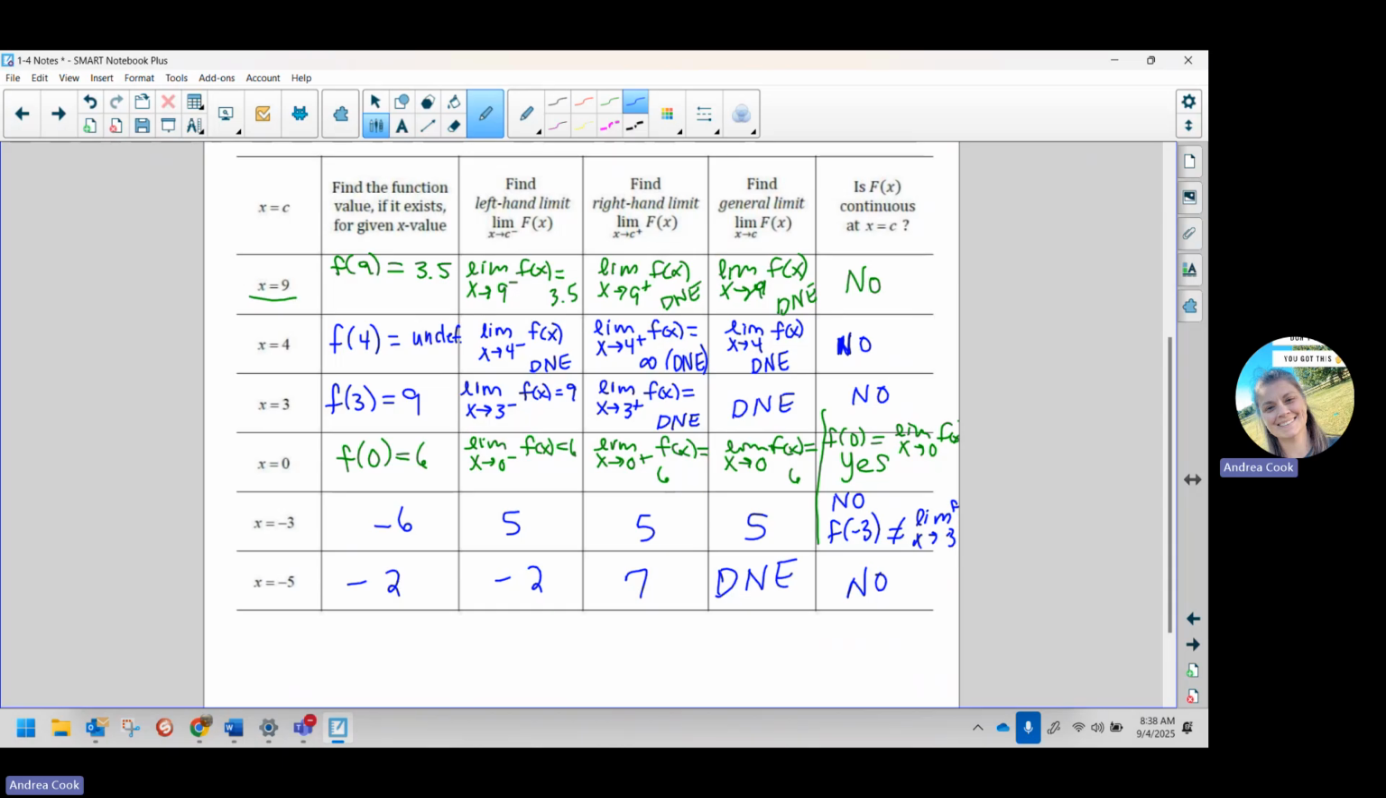All right, and the last one, the function f of -5 is -2. The left limit is -2. The right limit is 7. So your overall limit does not exist because the right does not equal the left. And then is it continuous? No.